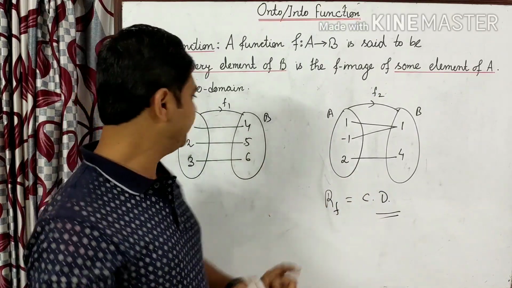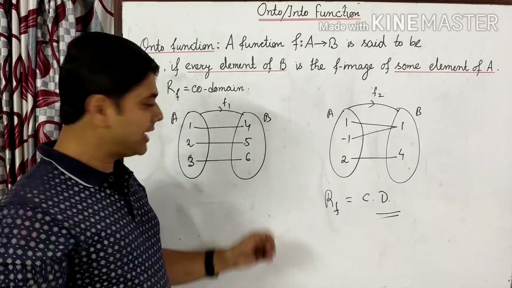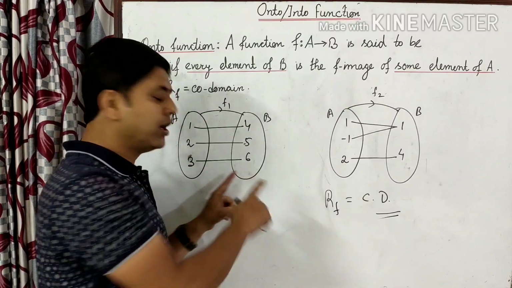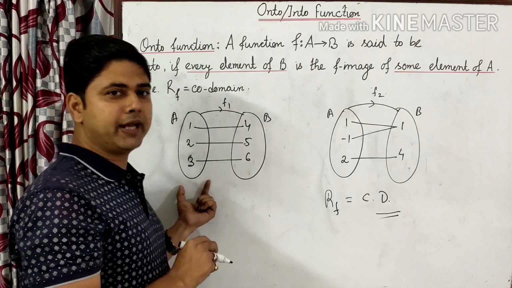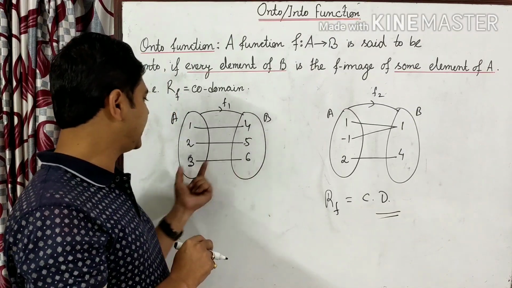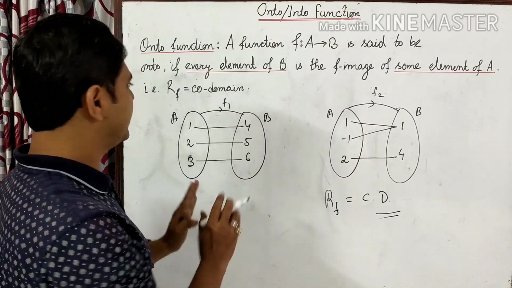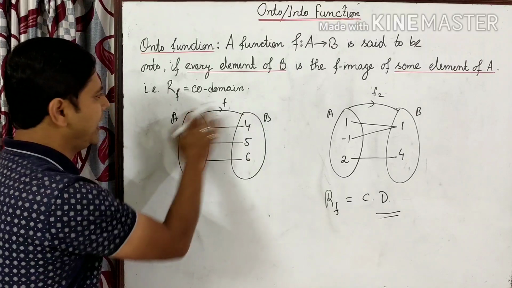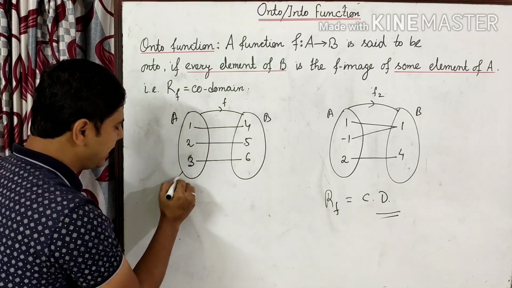Onto function. Here, there is no extra element in set B which is not related with the set of elements of A. Then this function is known as what? Onto function.